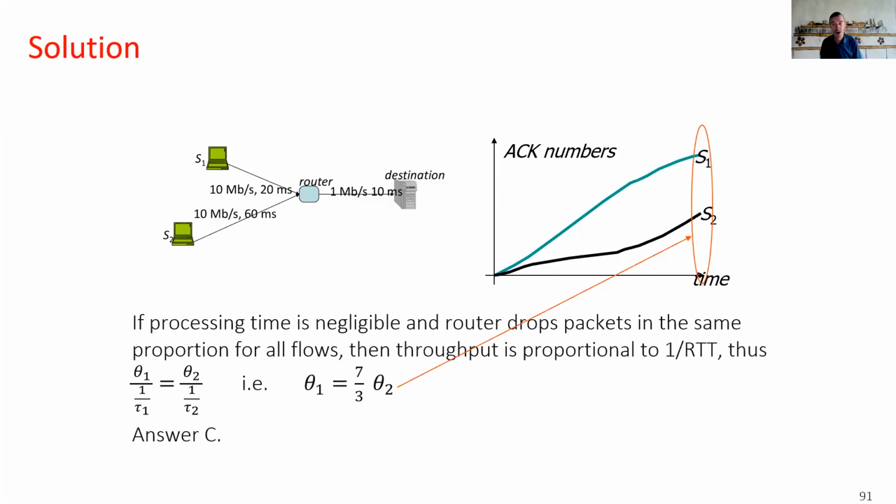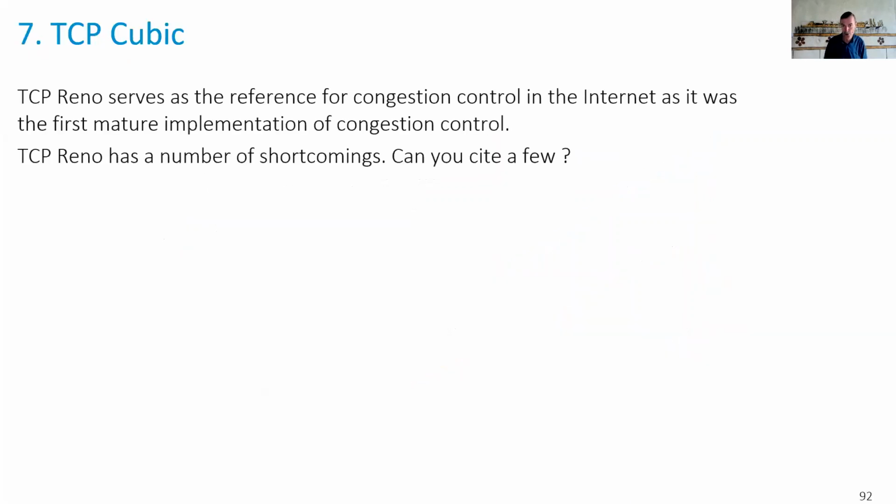So this is how things are in the internet. There is a bias, but we can also quantify the impact of this bias. It's roughly speaking proportional to the round trip time.